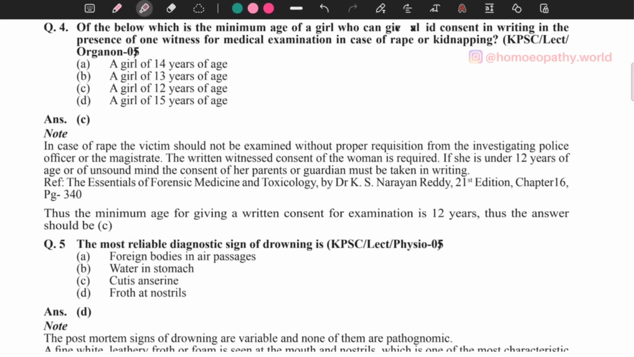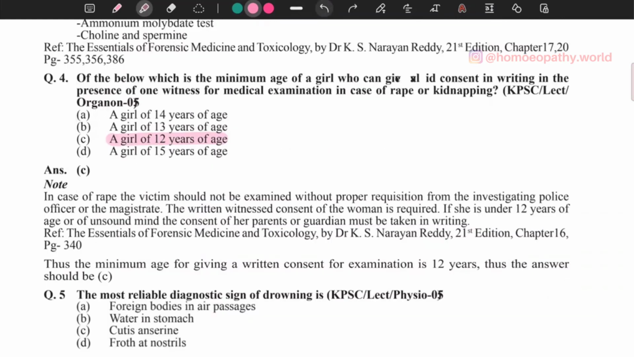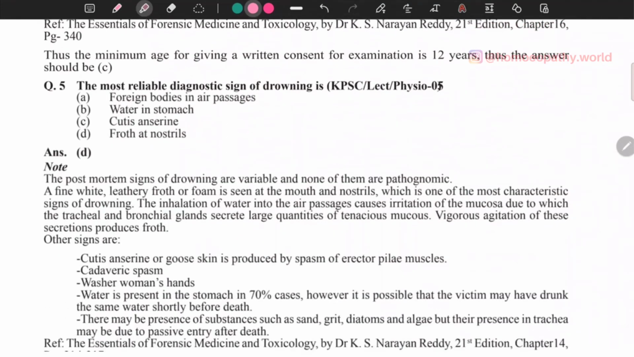Of the below, which is the minimum age of a girl who can give consent in writing in the presence of one witness for medical examination in case of rape or kidnapping? So what is the minimum age of the girl who can consent in writing for medical examination in case of rape or kidnapping? A girl of age 14 years, a girl of age 13 years, a girl of age 12 years, or a girl of age 15 years. So the answer is a girl of age 12 years.